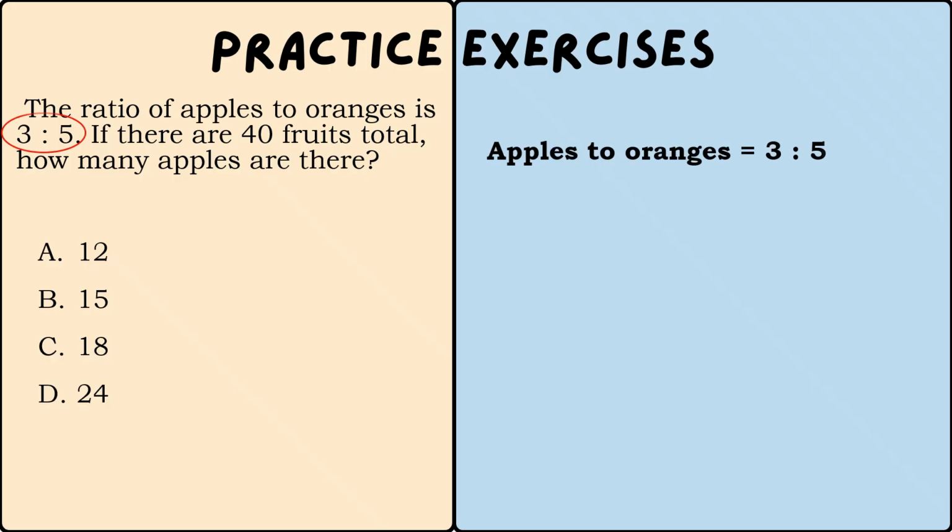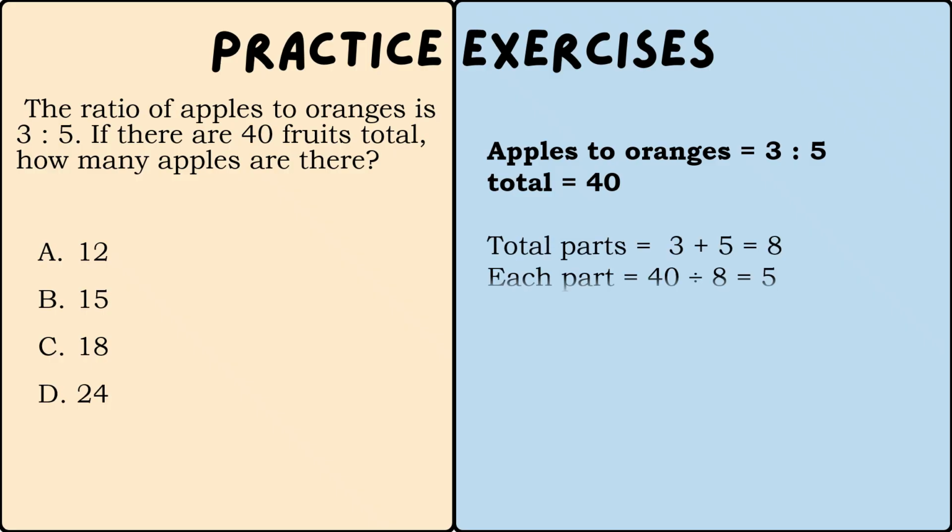Alright, let's find out. So apples to oranges is 3 is to 5, and the total number of fruits is equal to 40. So first, let's find out the total parts. So 3 plus 5 is equal to 8. Each part, 40 divided by 8, is equal to 5. And let's multiply 3 times 5 and the answer is equal to 15. So our answer is letter B.